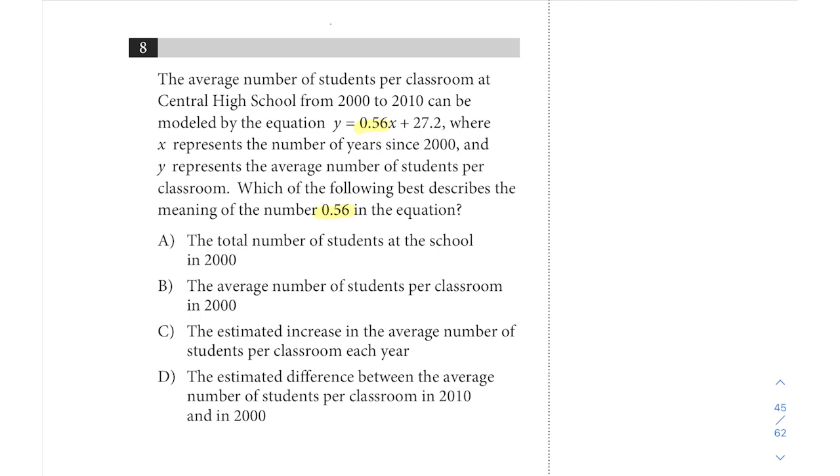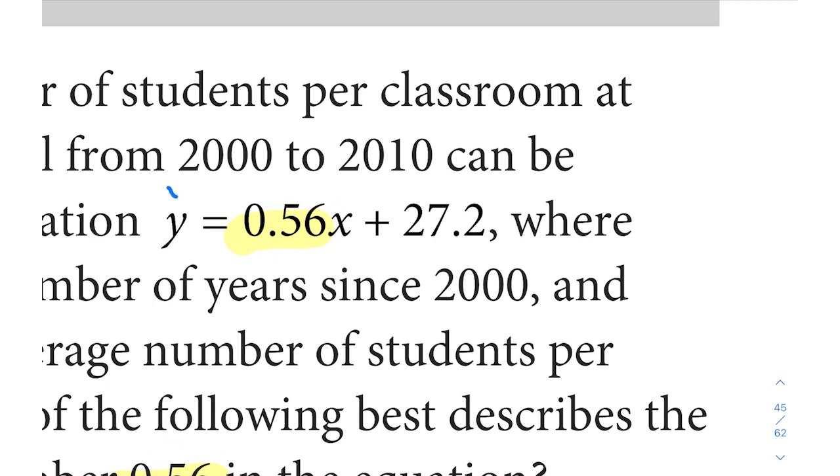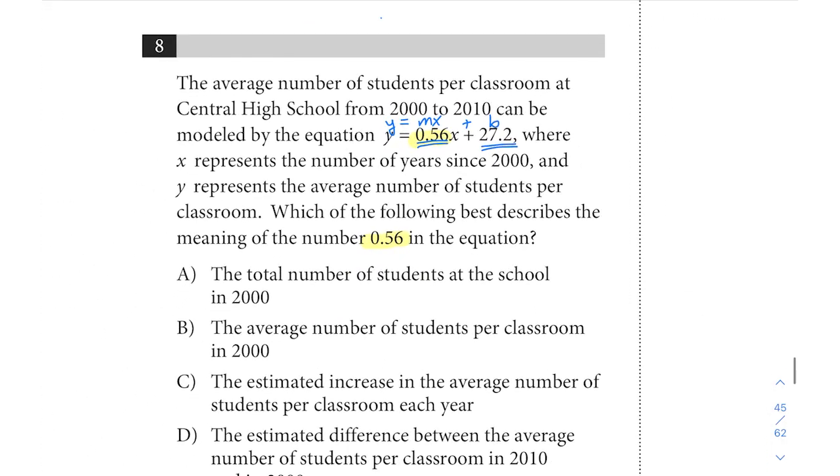So if we look at 0.56, hopefully when looking at this equation, we can recognize that this equation is a version of slope-intercept form, except they just have the numbers plugged in. So we have y equals mx plus b is our slope-intercept form, and b is your y-intercept, and m is your slope, which in this case would be the 0.56. So for this particular word problem, let's see if we can understand what that slope would mean in context.